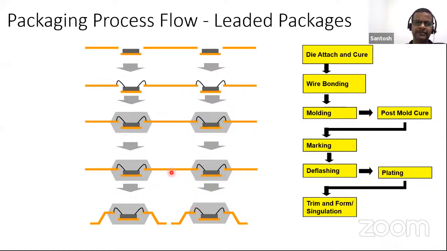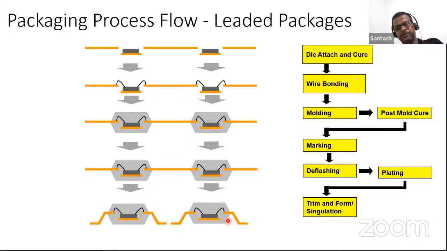The next process is deflashing. Deflashing is the process where some compound comes outside the package, so this has to be removed. And then the next step is so-called trimming and singulation. Once you singulate, this becomes an individual package.